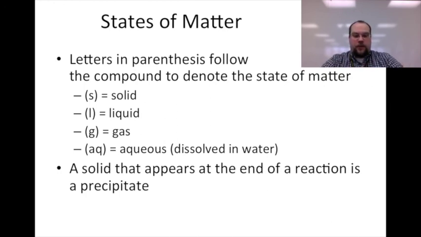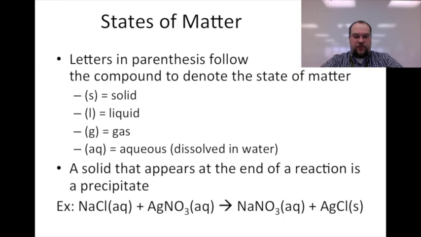All right, so for example, here we have salt plus AgNO3. This is a precipitate right here, AgCl. It's a precipitate because it's a solid forming from two liquids. I think that's it. Yes, it is.